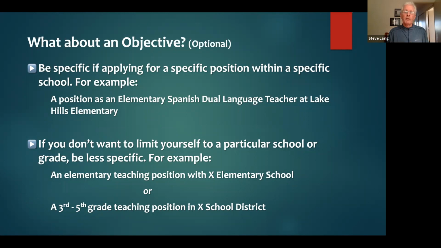But if you don't want to limit yourself to a particular school or grade, then you need to be less specific. A couple examples here: one would be an elementary teaching position at X elementary school. Or even less specific would be a 3rd or 5th grade teaching position within a specific school district. So an objective, like I say, is optional. Sometimes you don't need to use one, but if you have a specific position you're applying for, make sure that you write an objective that's specific to that position. And if you don't want to limit yourself, make it less specific.